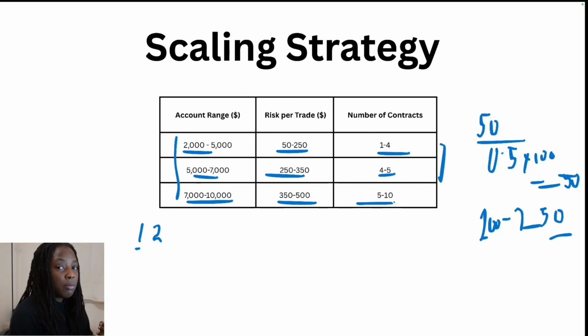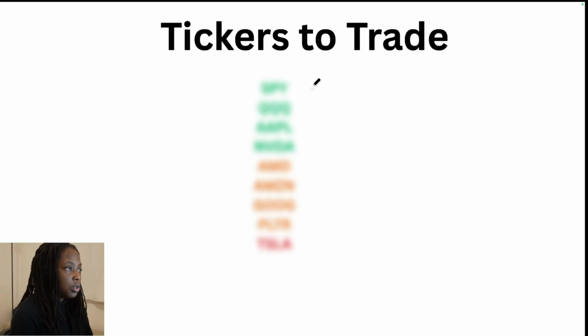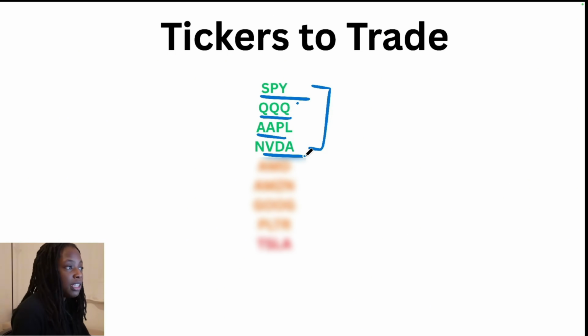Now I'm going to go over and mention the tickers you're going to trade at each phase because you can't go and be trading Tesla with a $2,000 account. You're asking for trouble. Or you're trading Meta with this account size. That's asking for trouble. So the tickers you are going to trade when you're just starting out, SPY, QQQ, Apple, and NVIDIA are your best friends.